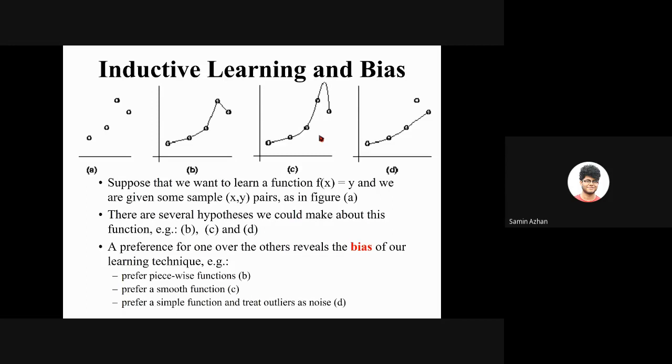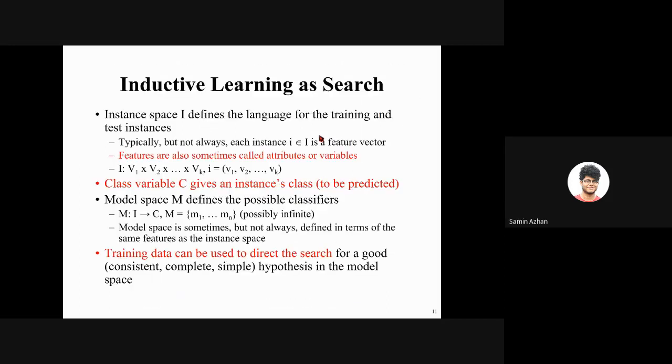So this concept of some people going for different approaches and some people going for other approaches is known as bias. We'll be learning more about this in an upcoming slide. So let's keep on going.